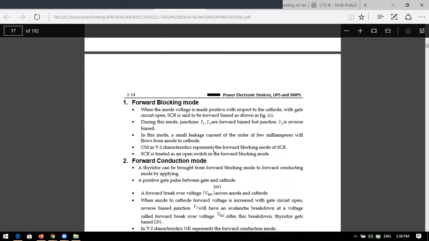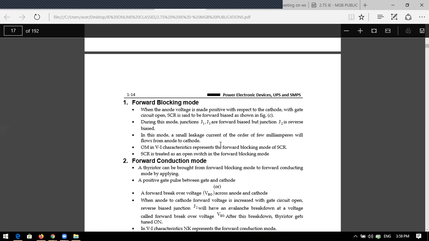Next, in the forward blocking mode, what are the conditions for the junctions J1, J2 and J3? J1 and J3 are forward biased and J2 is reverse biased. And it will act like an open switch. Open switch means off state.